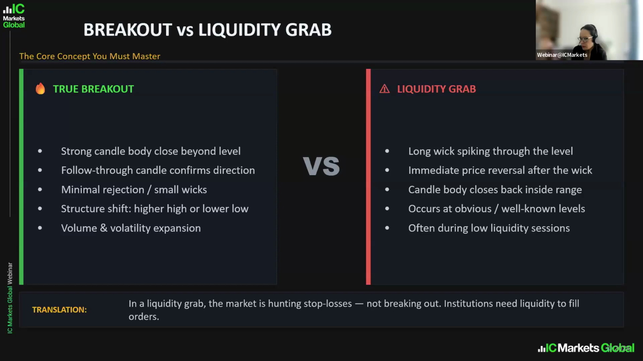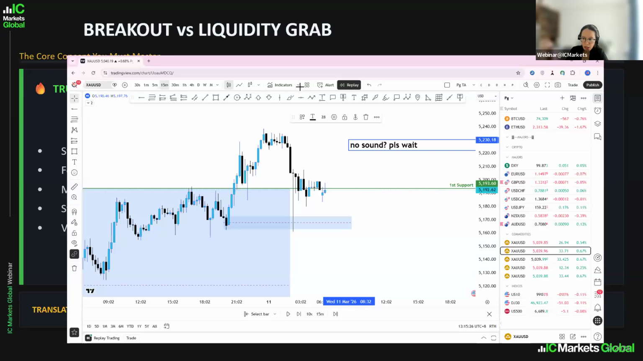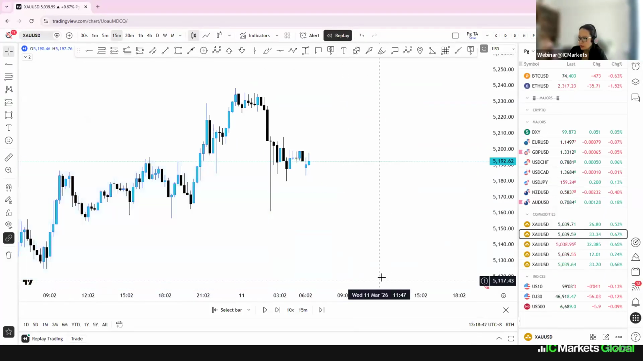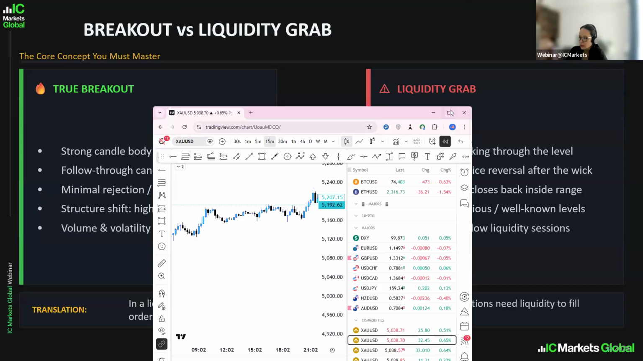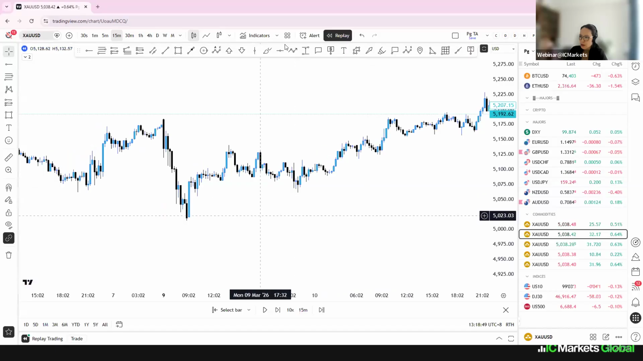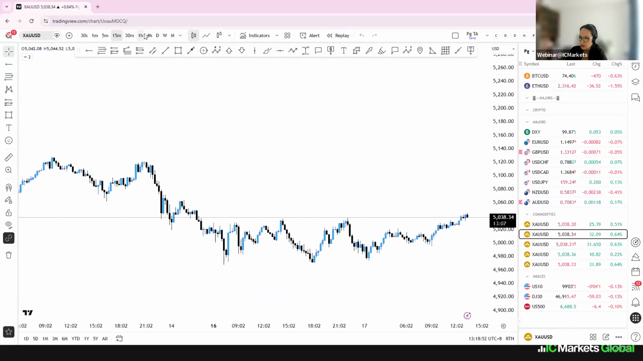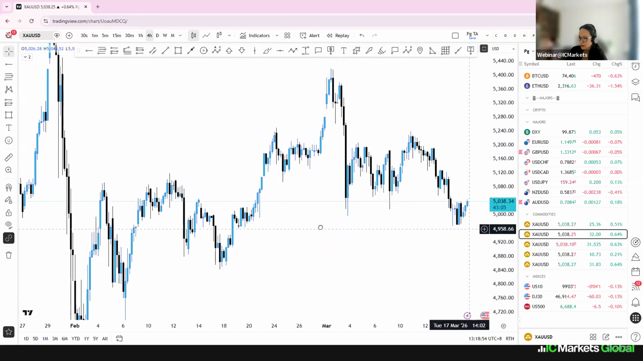Versus a liquidity grab: a long wick spikes through the level, price immediately reverses after the wick, and the candle body closes back inside the range. It occurs at an obvious and well-known level, often during low liquidity sessions. Which is what I'm going to show you here. I'm going to use gold for example. So talking about the true breakout, a strong candle, I'm going to use the example of gold in the H4 candle here.